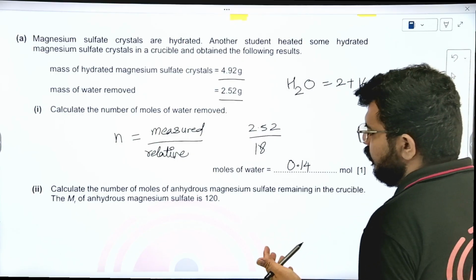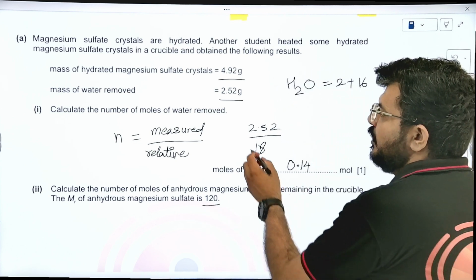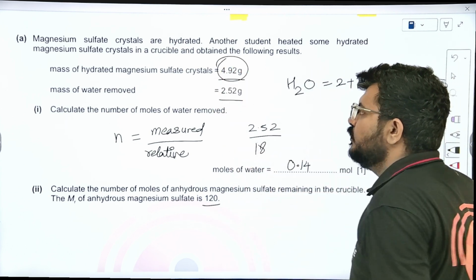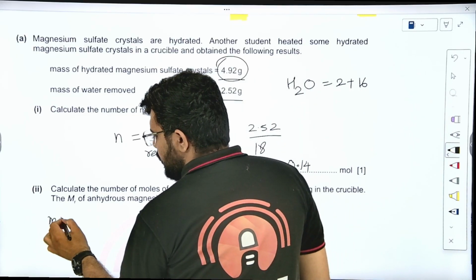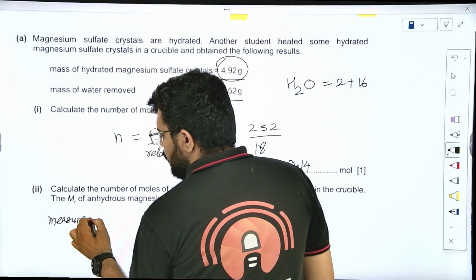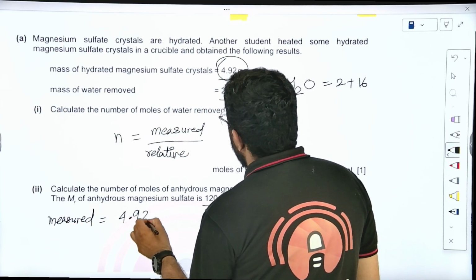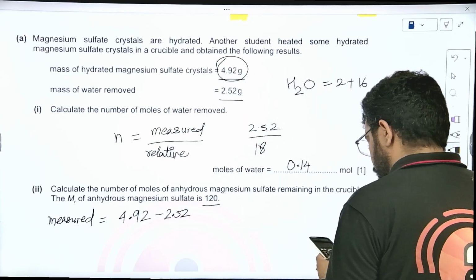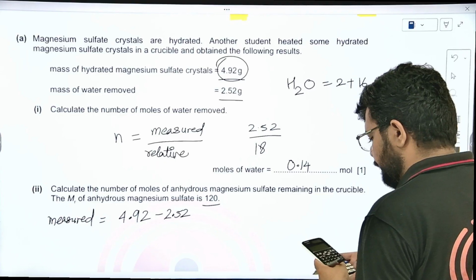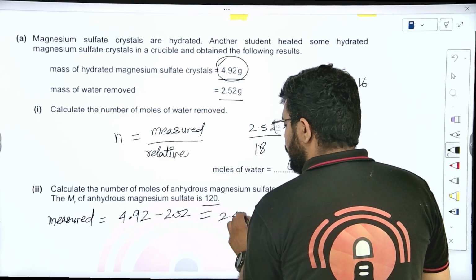Calculate the number of moles of anhydrous magnesium sulfate remaining in the crucible. The Mr of anhydrous magnesium sulfate is 120. They have given how much was there when it was hydrated. They have given how much water is removed. So the measured mass is the difference between these two. I have 4.92 minus 2.52. Quickly, 4.92 minus 2.52 will give me 2.4 gram.